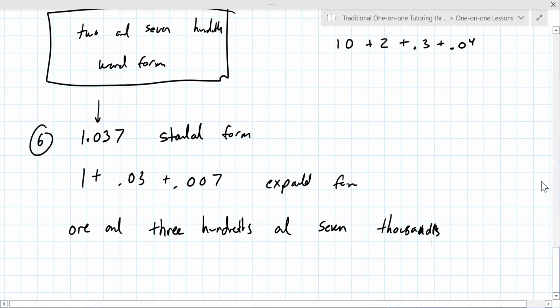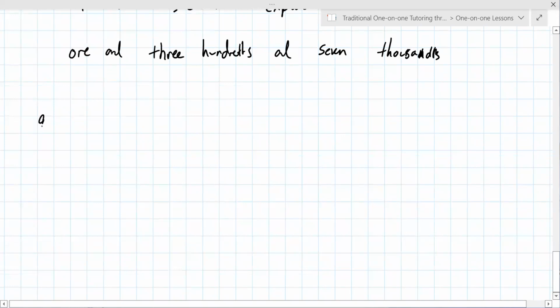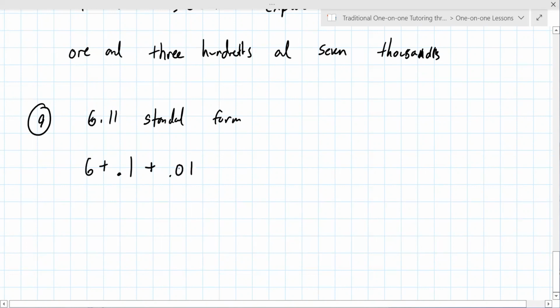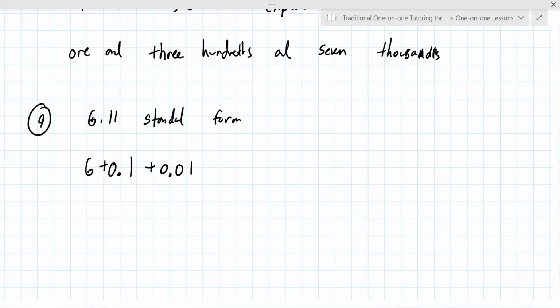Okay. Let's try number 9 next. This will go much faster now that you've got this down. 6.11 is in standard form. Okay, so 6 plus 0.1 plus 0.01. Yeah, and I guess you're supposed to put zeros in front of the decimal. I'm very bad at that. Sorry. I don't do it, and you should. It really is correct to do it that way. So that's expanded.